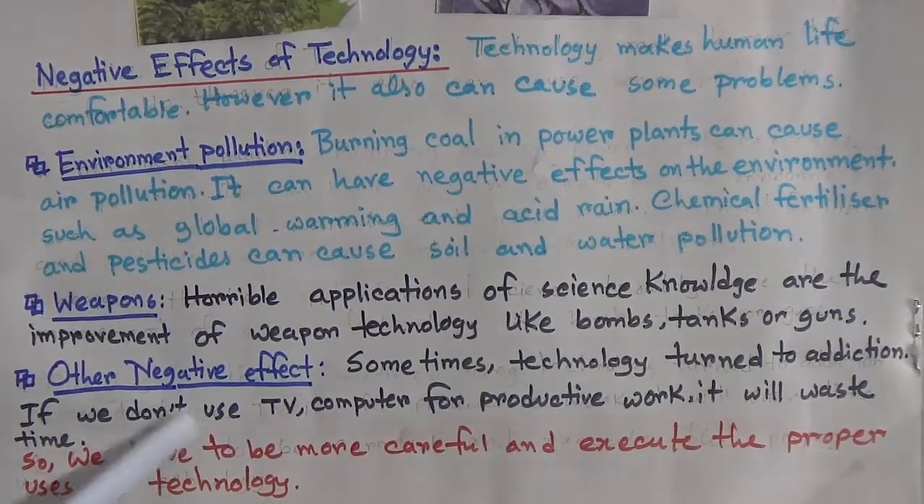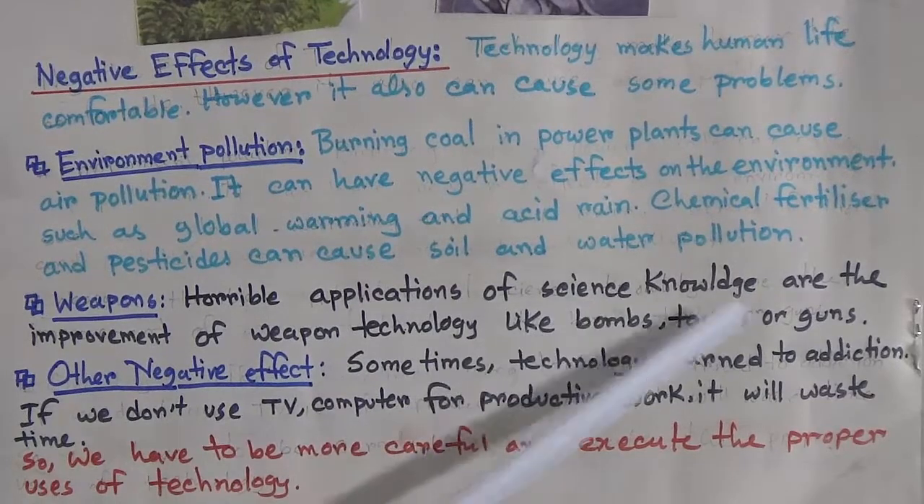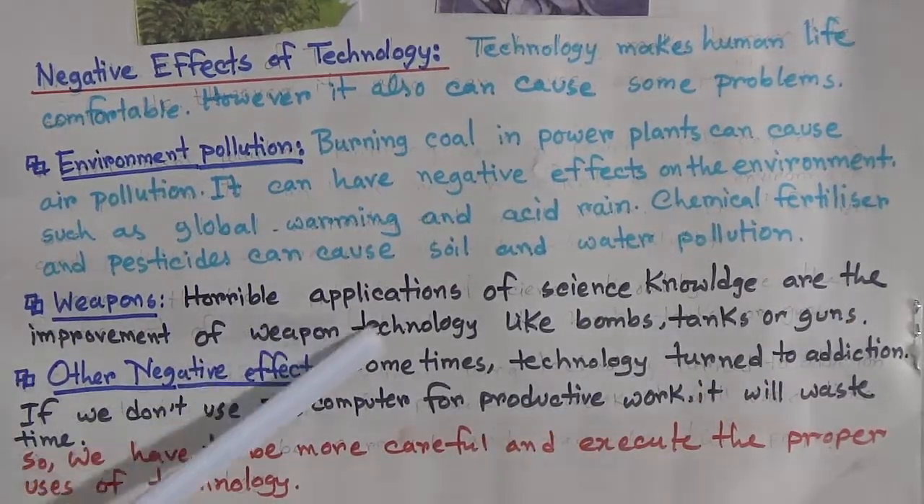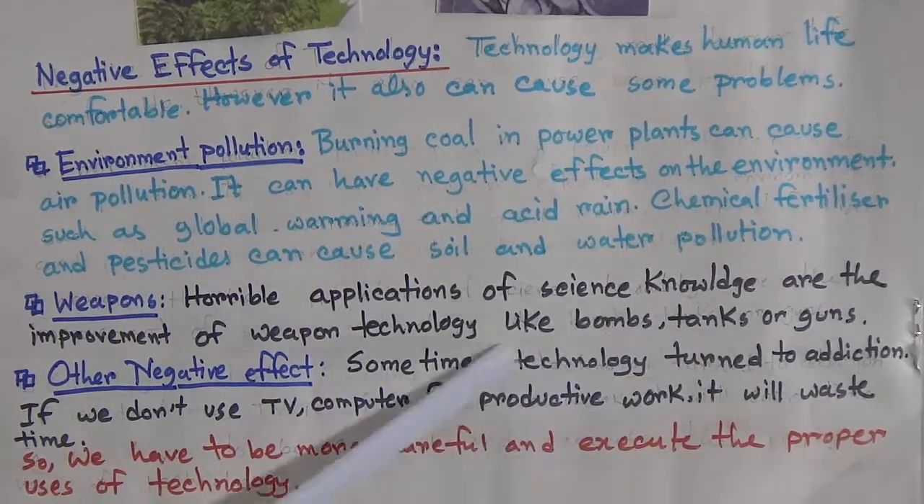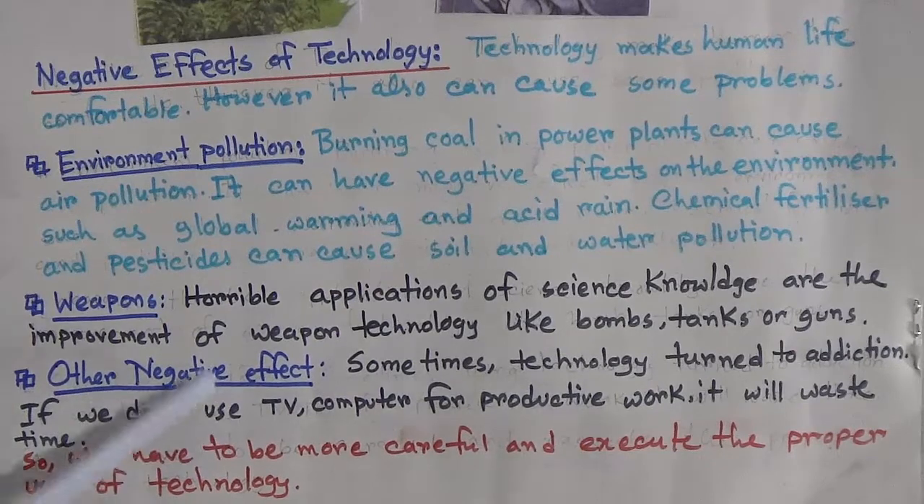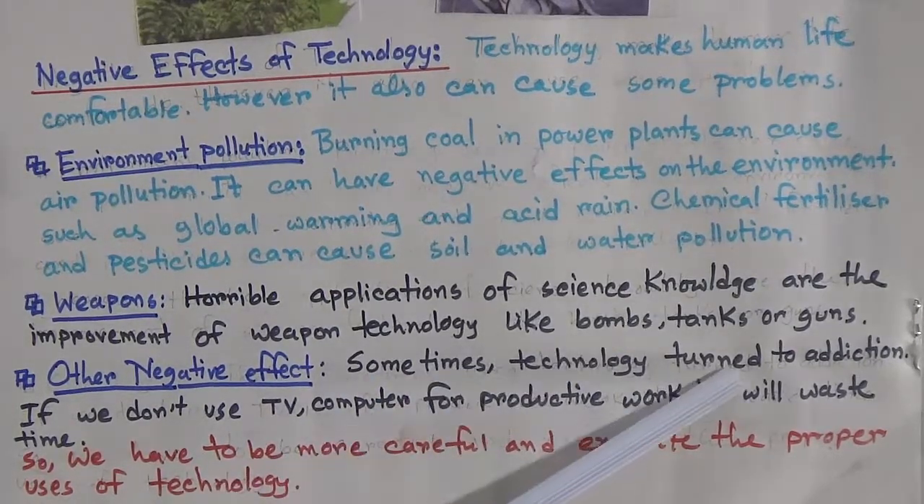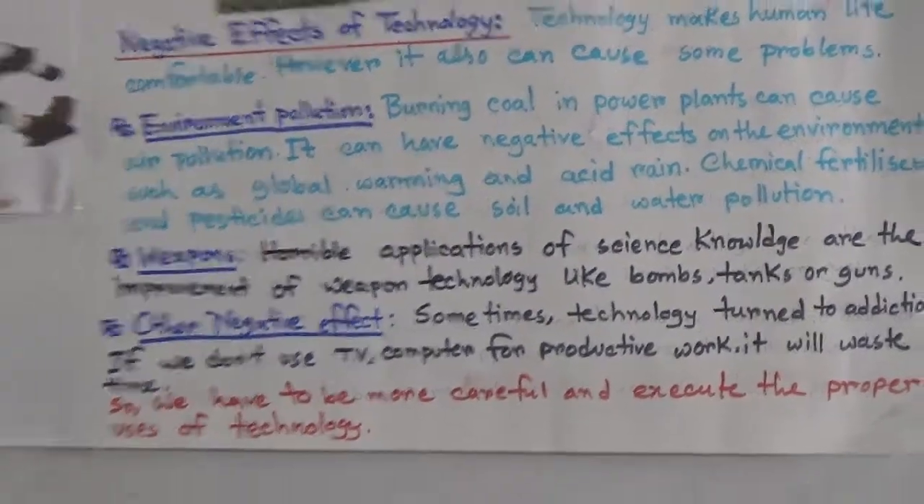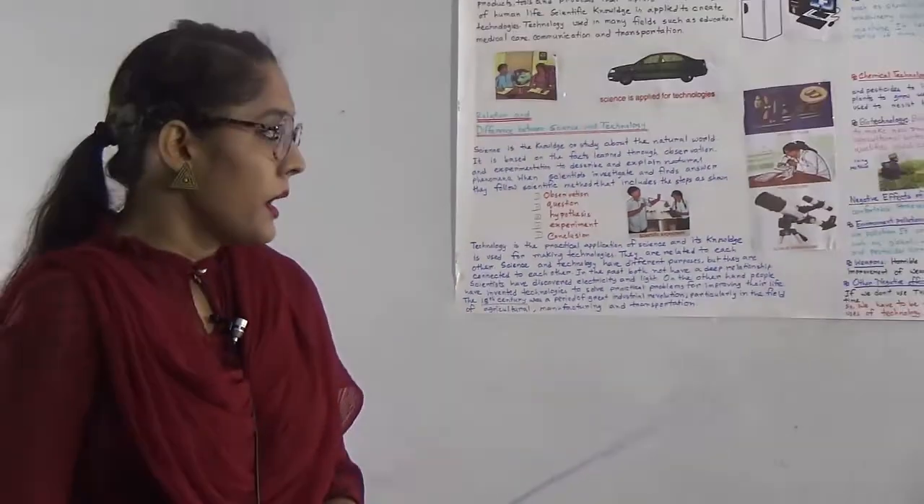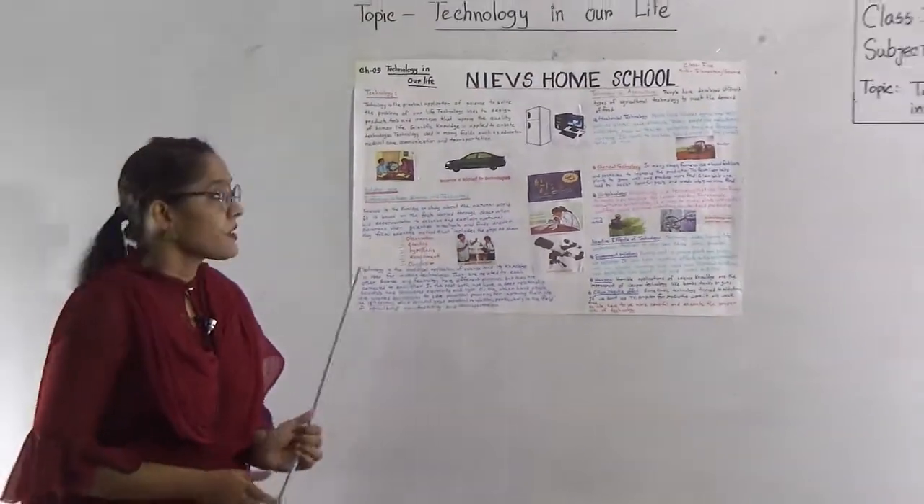Then weapons. Horrible applications of science knowledge are the improvement of weapon technology like bombs, tanks or guns, which are very destructive things in our life. Then the other negative effects. What are the other negative effects? Sometimes technology turns into addiction. If we don't use TV, computer for productive work, it will waste our time. These days, we use our technologies in various ways and we waste our time by using them, which is not good for us. So that was the topic for today.